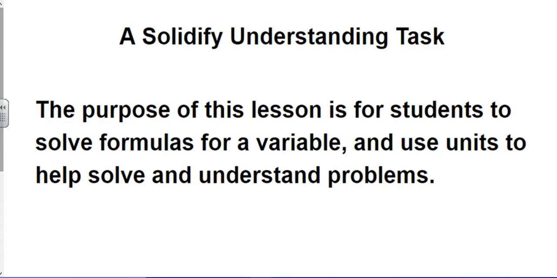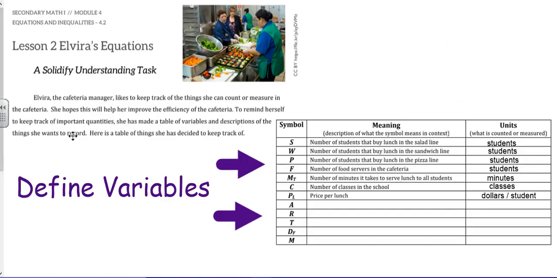and understand problems. In this task, Elvira, the cafeteria manager, likes to keep track of things she can count or measure in the cafeteria. She hopes this will help her improve the efficiency of the cafeteria. To remind herself to keep track of important quantities, she's made a table of variables and descriptions of things she wants to record. Here is a table of things she has decided to keep track of.